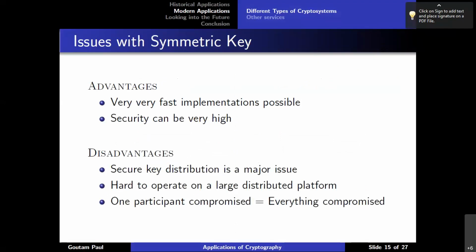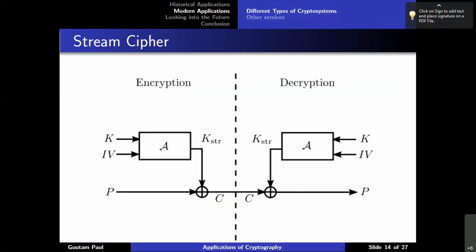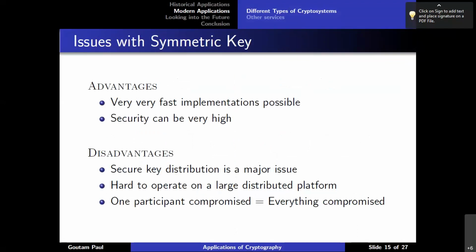Issues with symmetric key: the advantage is they are very fast and the security is also high. The disadvantage is that secure key distribution is a major issue. What do we mean by that? For example, in order to generate the key stream on both sides, they need a certain secret key, this capital K. So this capital K, how do they transmit? That's one big problem. Key distribution, that means sharing a key, is a big problem. Also it is hard to operate on a large distributed platform, and if one participant is compromised, then everything is compromised.